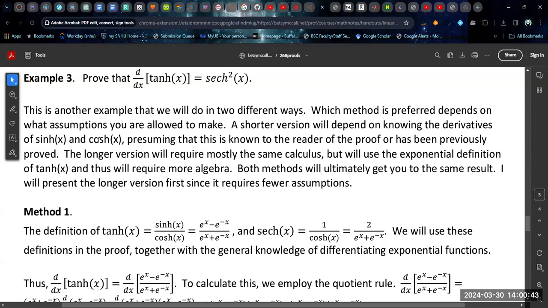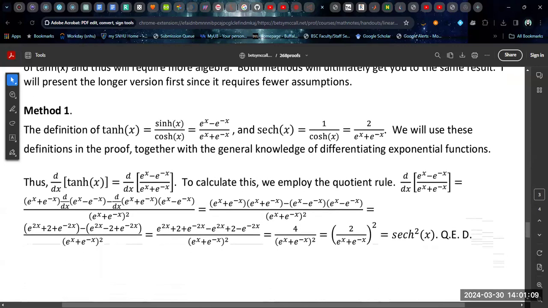On the other hand, if you know nothing about these, then you might have to revert to the formal definitions in terms of exponential functions. And then that will require a little bit more algebra because the definitions of the exponential functions are a little bit more complicated. But let us go through, we'll do both examples. They will get you to the same result in the end.